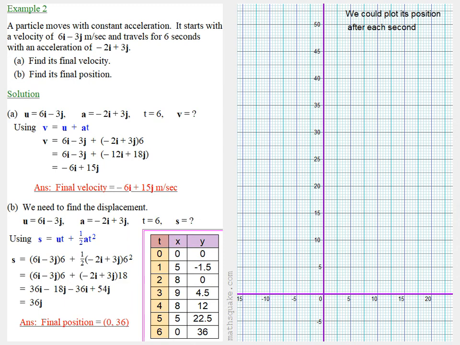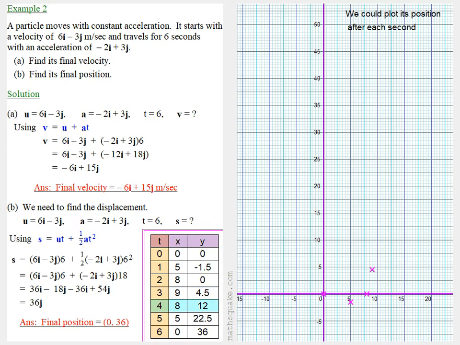Although we've only been asked to find its final position, we could plot its position after each second. So we could plot its position for t going from 0 to 6. If we plot those values into the equation s equals ut plus a half at squared, we get, when t is 0, the point (0, 0). We can plot it. When t is 1, we get (5, minus 1.5), and we can plot that point. When t is 2, we get (8, 0). We can plot that. When t is 3, we get (9, 4.5).